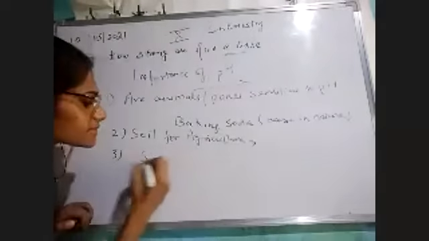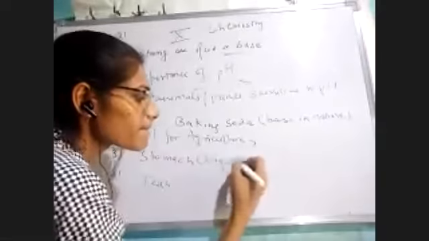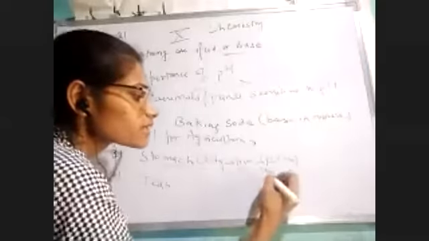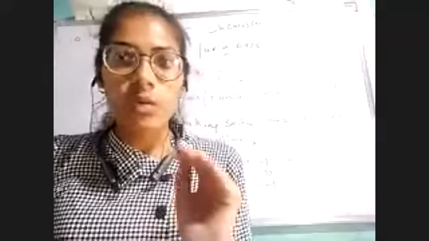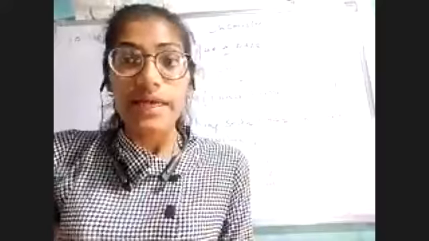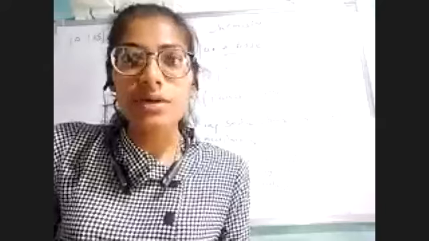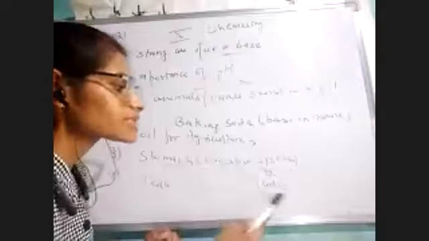Okay, now if we are going to the third point, that is our stomach. That means our digestive system. Our stomach, our digestive system is a little bit acidic in nature. See class, whenever we eat some food, what happens? It goes to our body, it goes to our stomach, and our stomach releases some acid. It releases some hydrochloric acid in our stomach so that we can digest our food. So I can say our digestive system is a little bit acidic in nature.